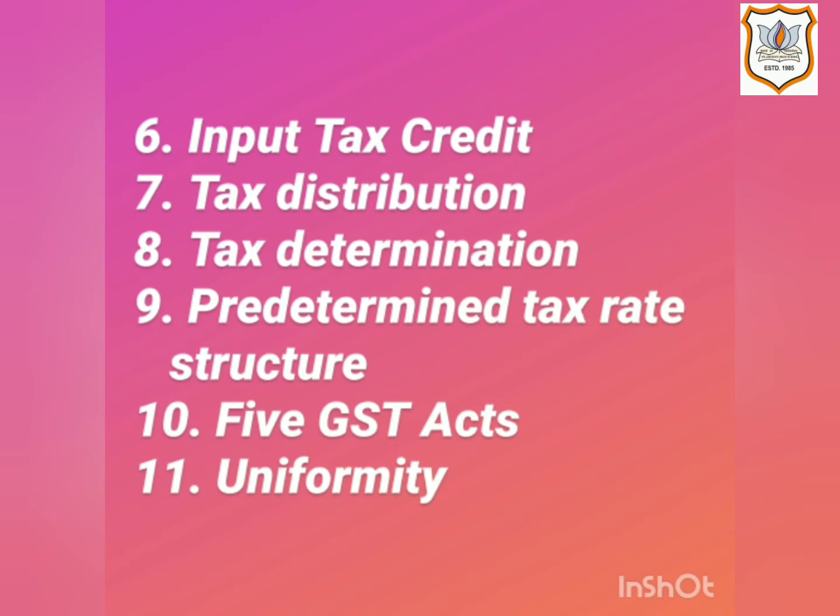Then the fifth is the Goods and Services Tax Compensation Act, that is the GST Compensation Cess Act. This act is formed to compensate those states who are having loss of tax collection due to implementation of GST. Now the next point is uniformity. Here uniformity can be seen as GST law, rules, procedure, and rates of taxes are similar across the country.